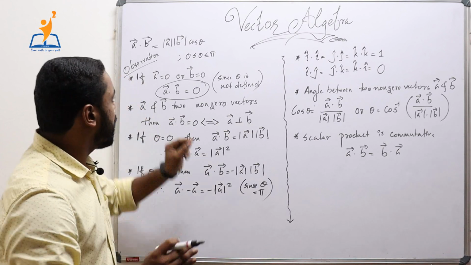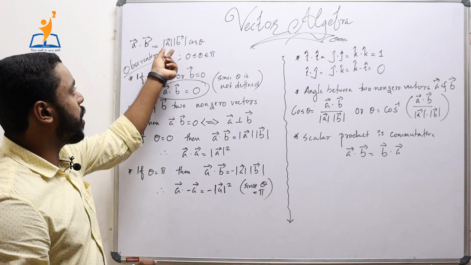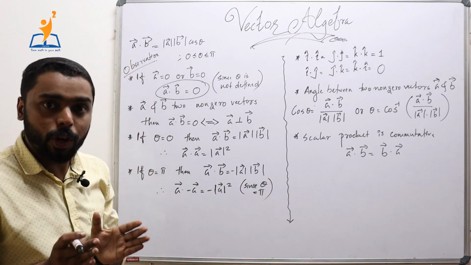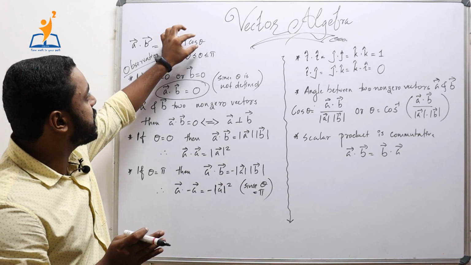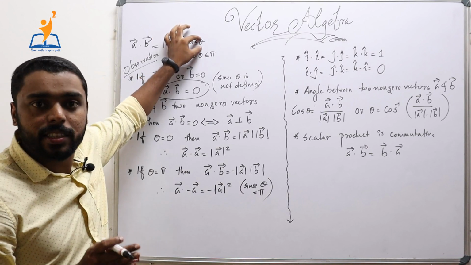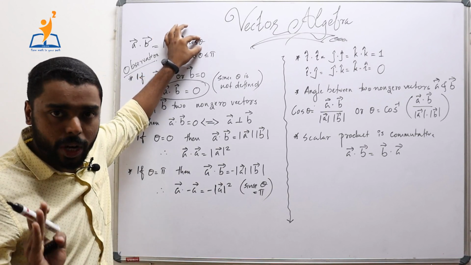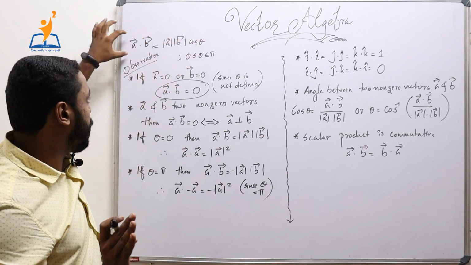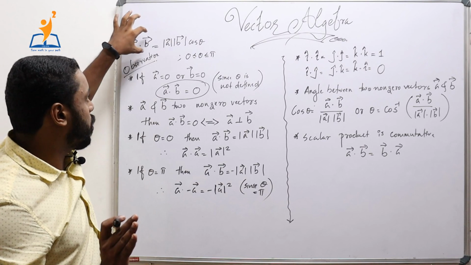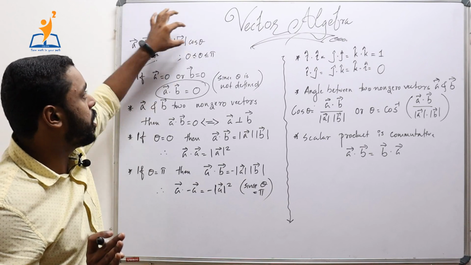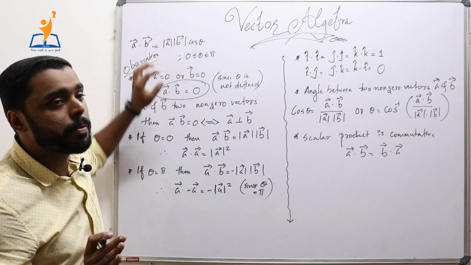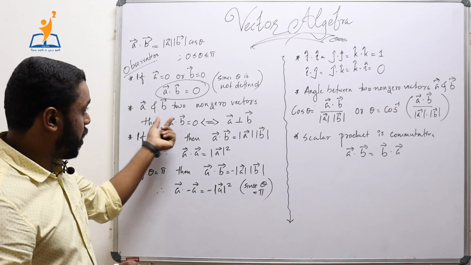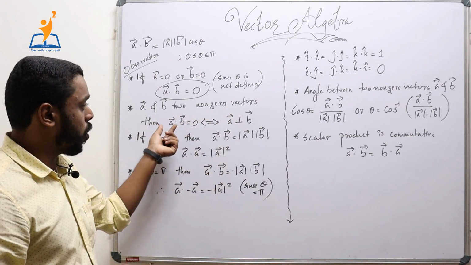Why? Because we defined A dot B as mod A mod B cos theta. When A and B are perpendicular vectors, then definitely theta will become 90 degrees. Perpendicular implies theta is equal to 90 degrees. We know that cos 90 degrees is nothing but 0. So the definition becomes mod A mod B into 0, which means this quantity becomes nothing but 0.